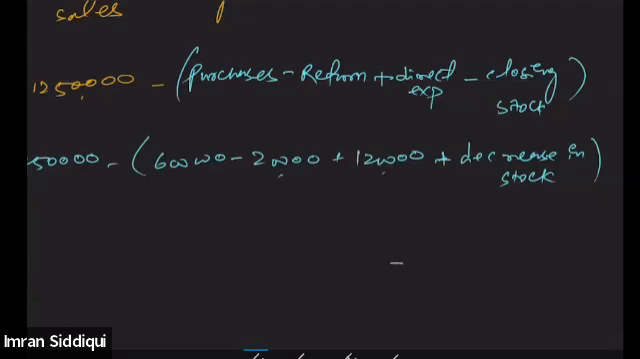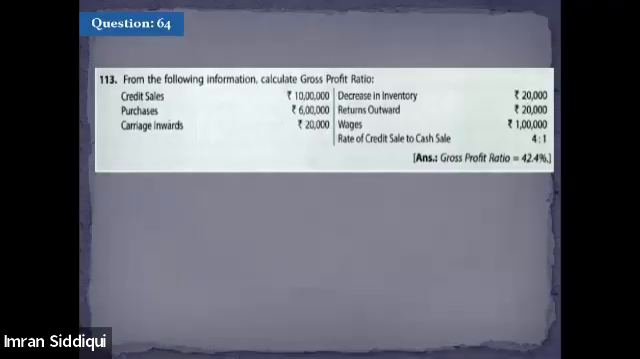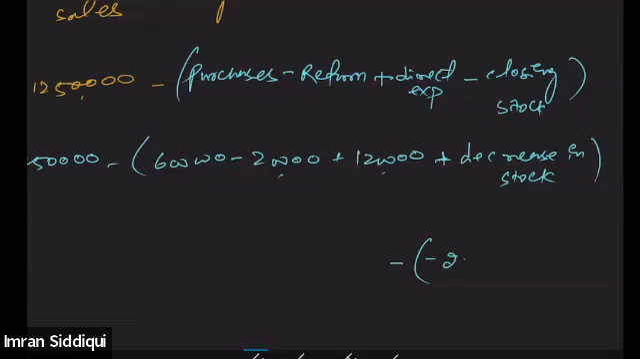I'm treating the decrease in stock just like the closing stock. So we need to subtract the closing stock, and we got the decrease in stock. Whatever the value of decrease in stock is given in the question, you will be subtracting it. And if this is minus and this is also minus, minus minus will get plus. So therefore I'm adding it. So decrease in stock will be added.